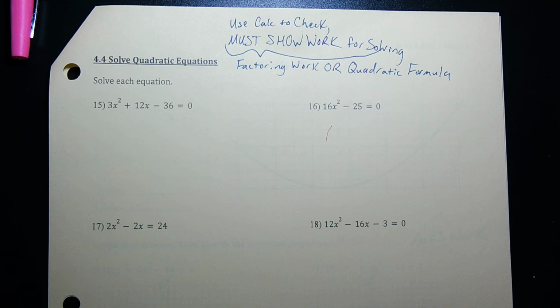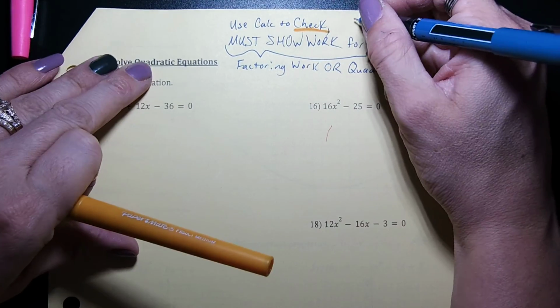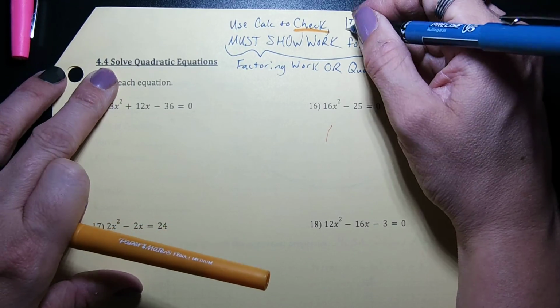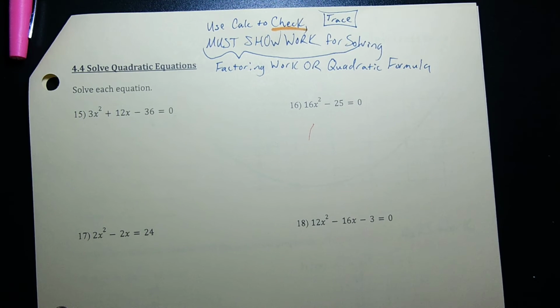Alrighty, so you must show work for solving, factoring work, or the quadratic formula. Do these problems carefully, and remember, you can use your calculator to check yourself using y equals, using the trace button. Those are all ways that you can check yourself. So there's a lot of these problems on here. You are free to show work on an additional piece of paper. Scratch paper is all up here in these two stacks. So this is scratch paper, that stuff is not. So if you do need extra paper to be showing work on, feel free to grab some from over there.